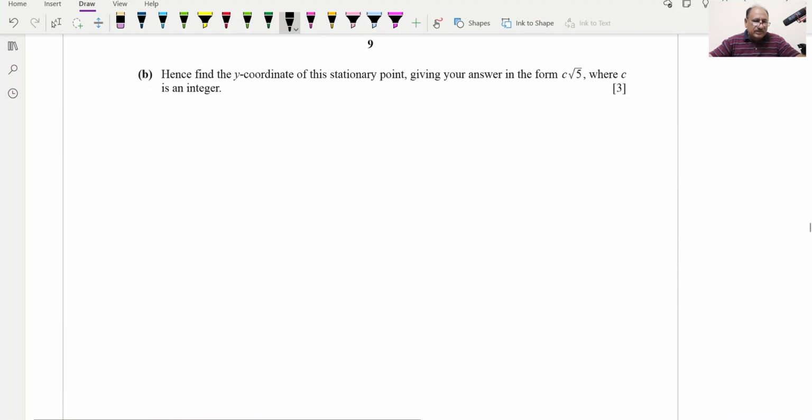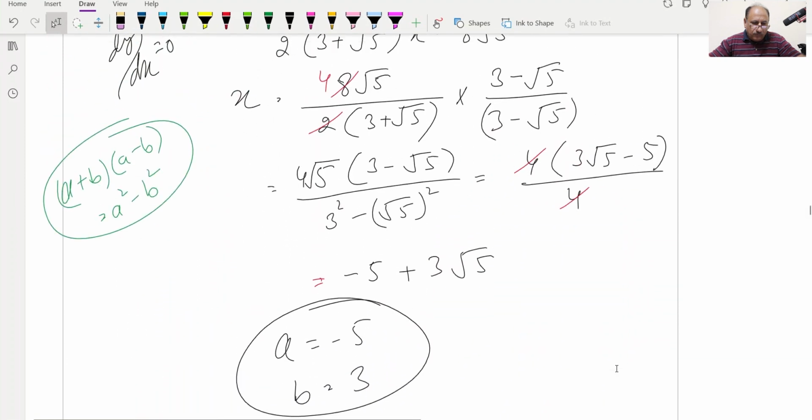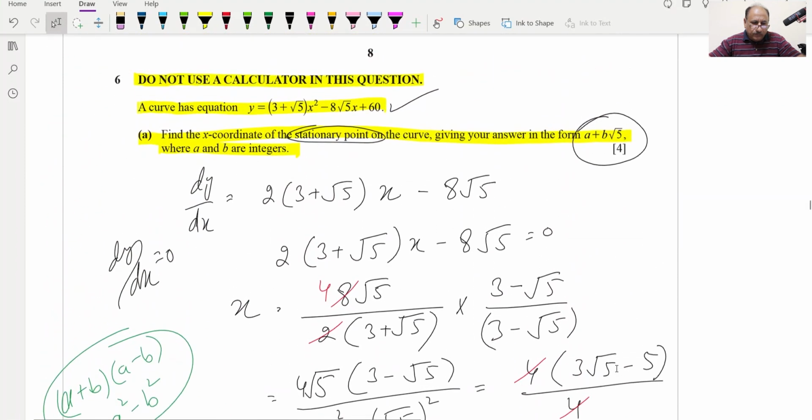B part says: hence find the coordinates of the stationary point, giving your answer in the form c under root 5, where c is an integer. So y is equal to 3 plus under root 5. The same procedure we will be basically following in this one.